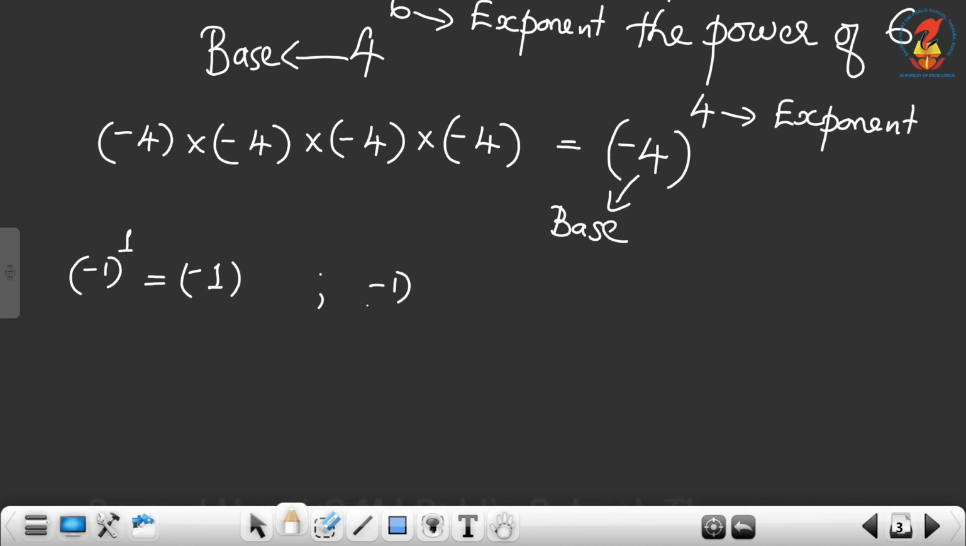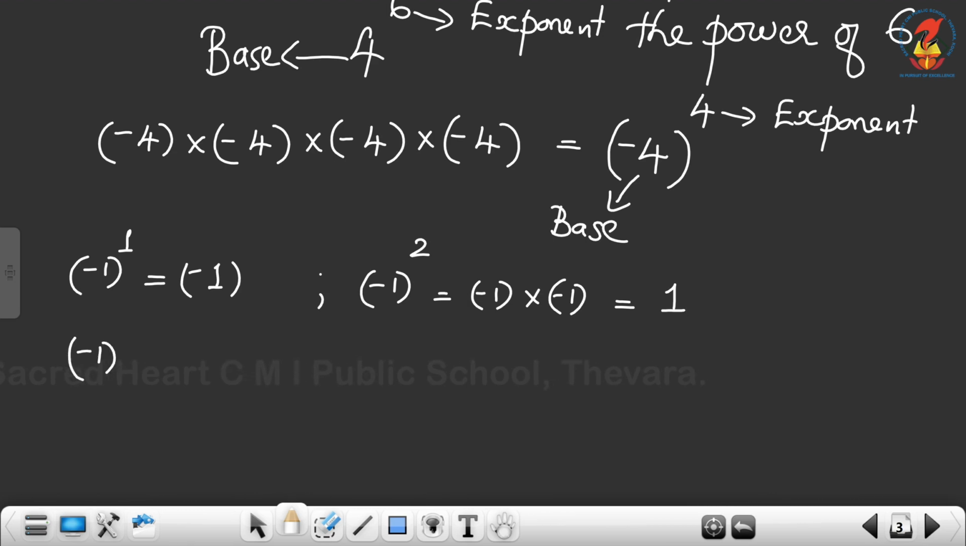Now, negative 1 raised to the power 2. What is the meaning of that? Negative 1 is multiplied by itself 2 times. So, negative 1 into negative 1. What is negative 1 into negative 1? It is a positive integer, so the answer is positive 1. When you multiply two negative integers, you will get the product as a positive integer. 1 into 1 is 1, and when two negative signs come, the product is always positive. So, negative 1 into negative 1 equals positive 1.